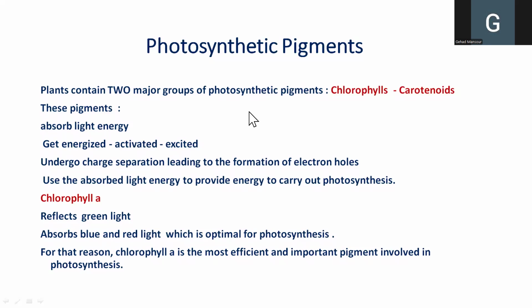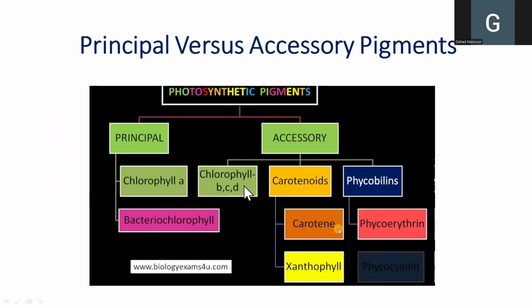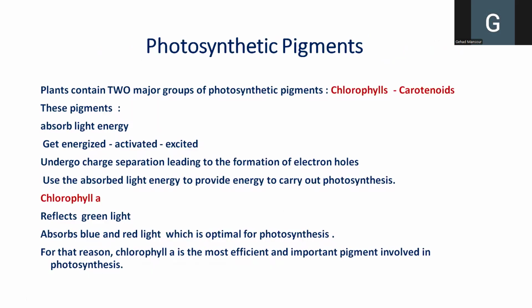So we have two major groups of photosynthetic pigments, the chlorophylls, including chlorophyll A and chlorophyll B, and the carotenoids. These are the major ones. So among all the pigments that we have mentioned in the previous diagram, the chlorophylls in general, chlorophyll A, B, C, and D, and the carotenoids are the major groups of photosynthetic pigments. Some of them are principal, as you can see, chlorophyll A, and others are accessory, and we will very soon know the difference between the main pigment and the accessory pigment.